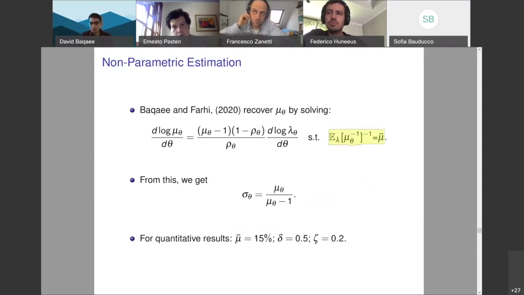So for our exercises, I'm going to set the average markup to 15%. And then that gives me what the markup function looks like. That's consistent with the Amiti et al. pass-through estimates. The other parameters I'm going to set: I'm going to set the Calvo parameter to be 1/2, which means that a period is roughly about a quarter to half a year. And I'm going to set the Frisch elasticity to 0.2, which is sort of reasonable, I think, given the micro estimates.